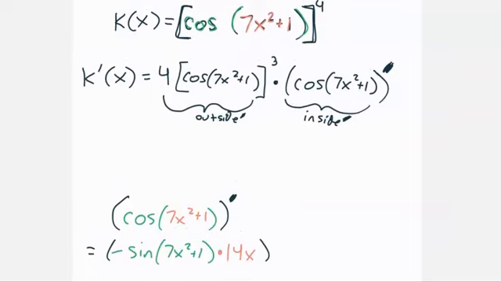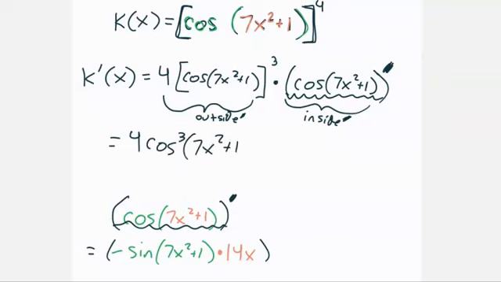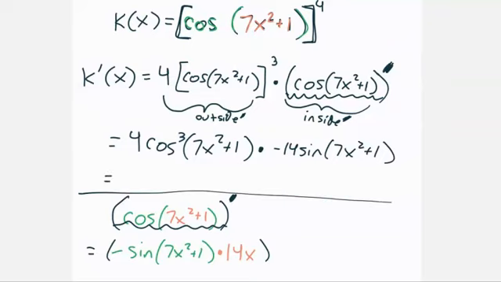Now we've taken the derivative of this, and we know that it's the same as this piece here. So we have 4 cosine to the third. This is the same thing, I'm just making it look a little nicer so the writing doesn't take up so much space. And then times negative 14 sine of 7x squared plus 1. So we're essentially done, except since this is multiplied, we could clean it up a little bit and say this is negative 56, 4 times negative 14.